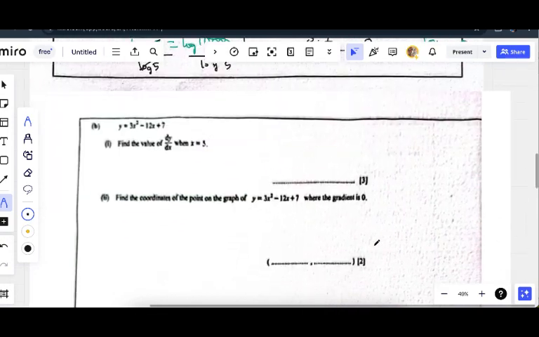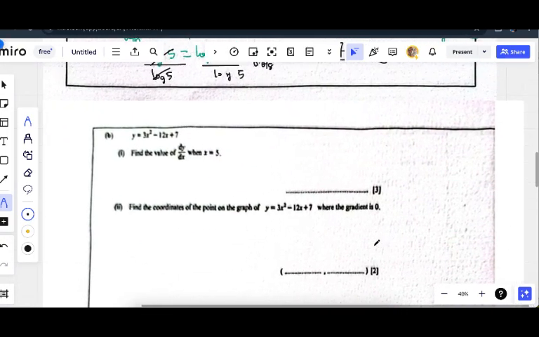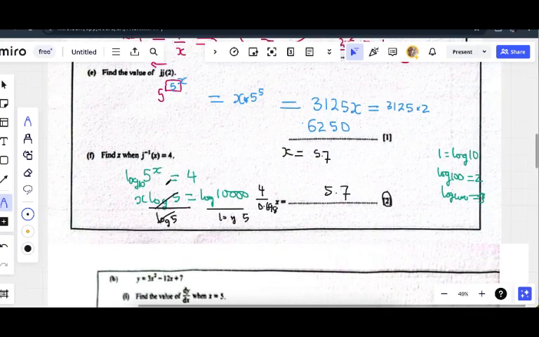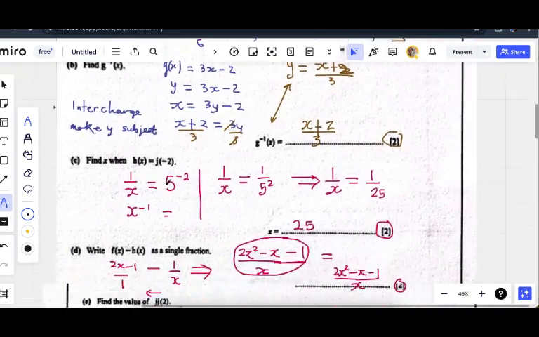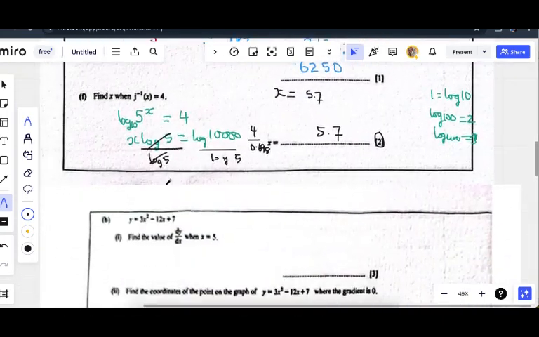Okay, now let's move to another question. We are completely out of this one. We have been solving question 7, and now we are at question number 8.